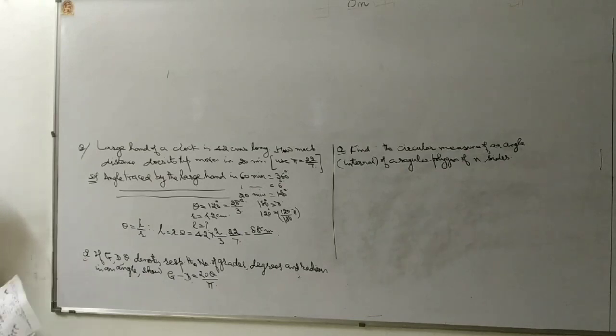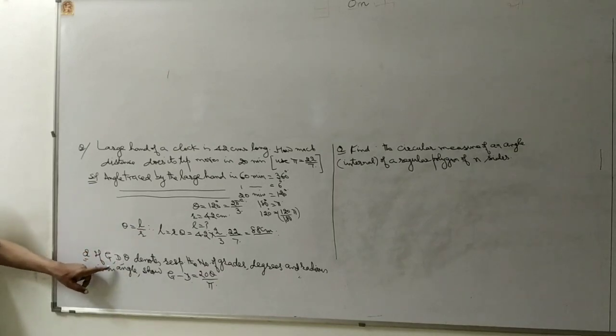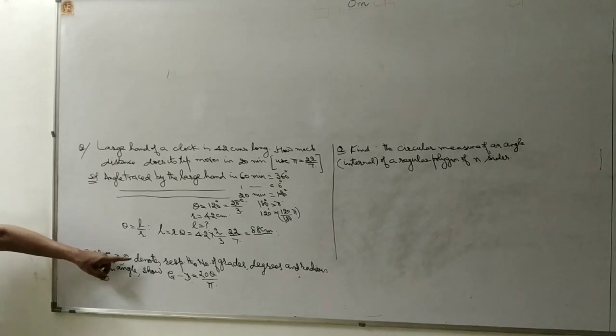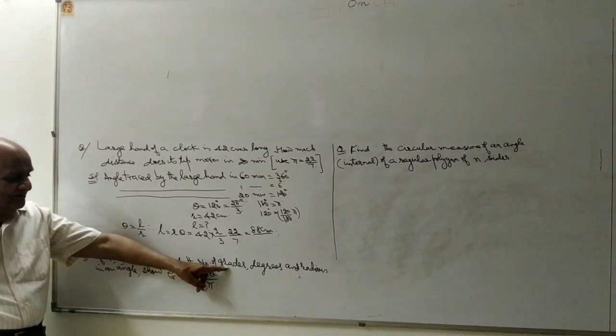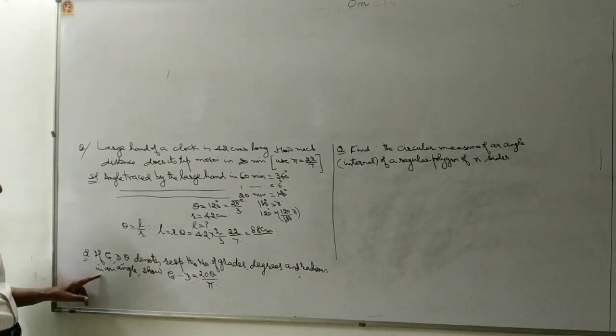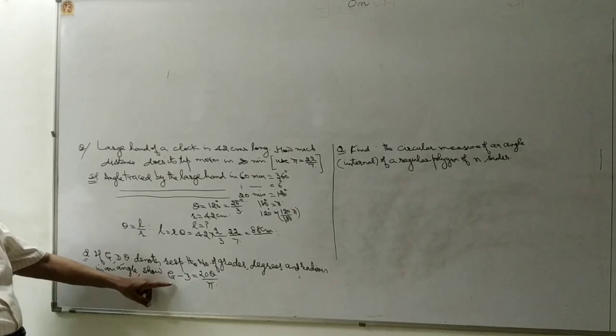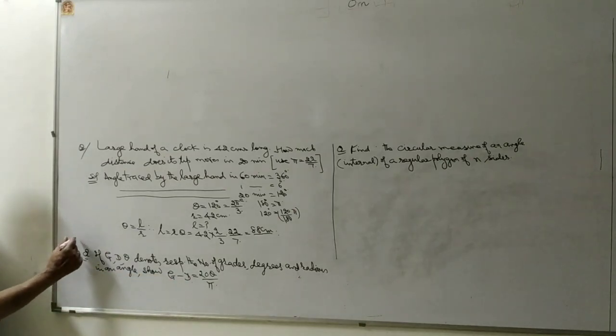Now, one more question on the sexagesimal system and the decimal system. The question is, if G, D, and theta denote the number of grades, degrees and radians in an angle, show that G minus D is 20 theta upon pi. This is also a good question, very important.